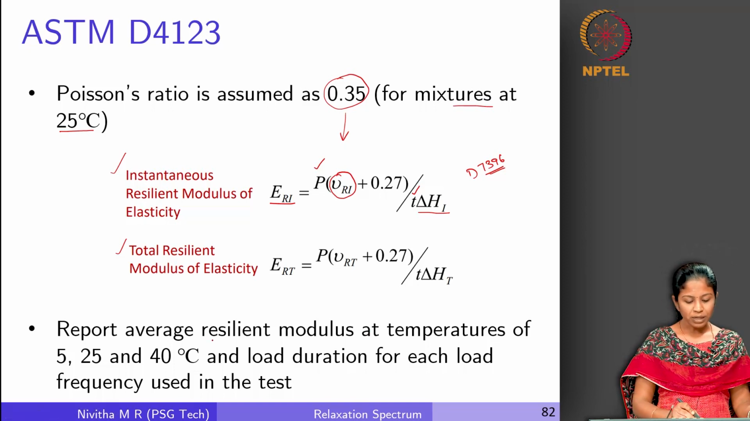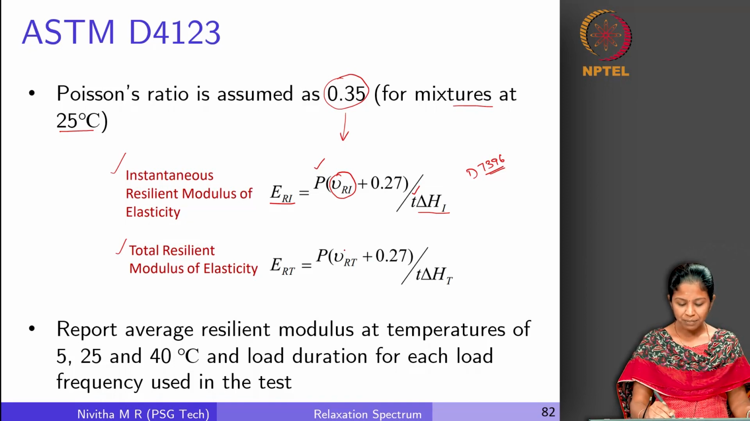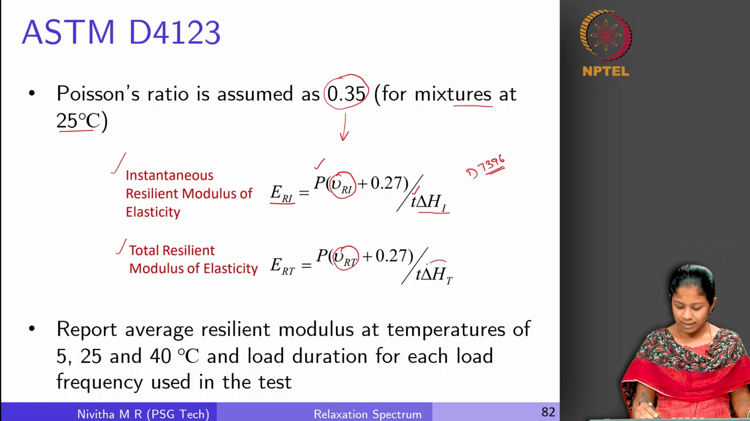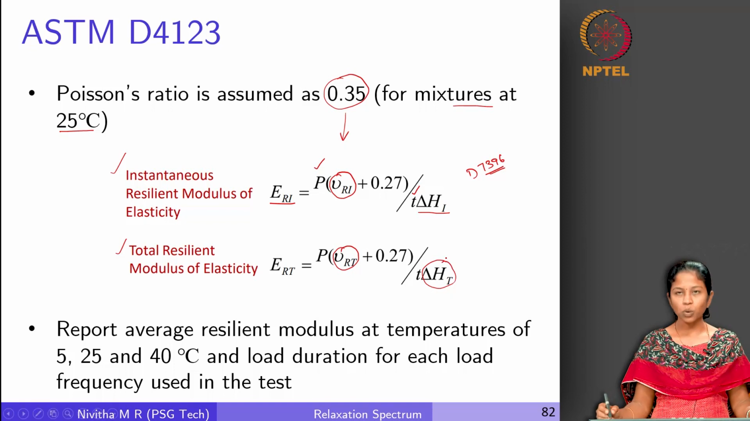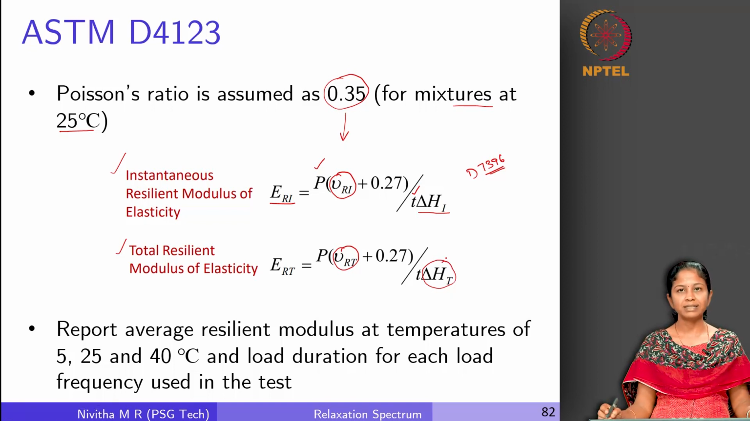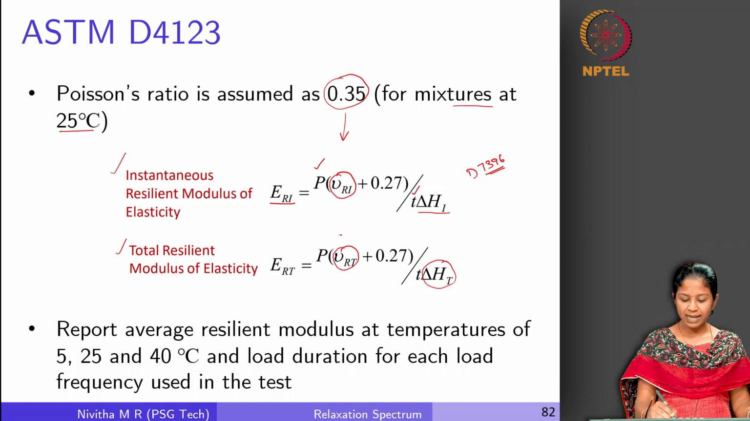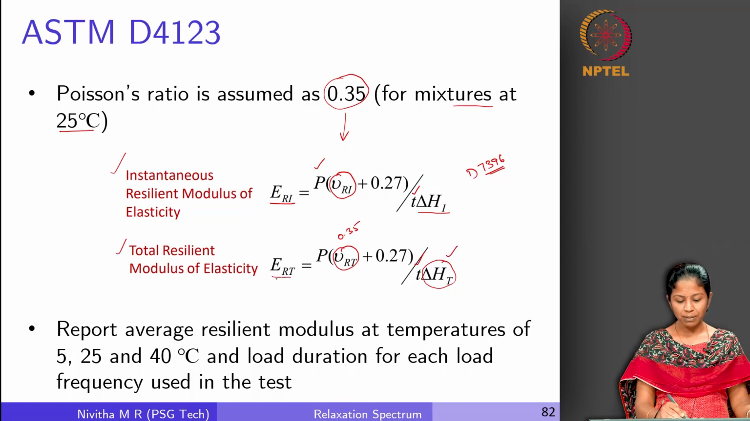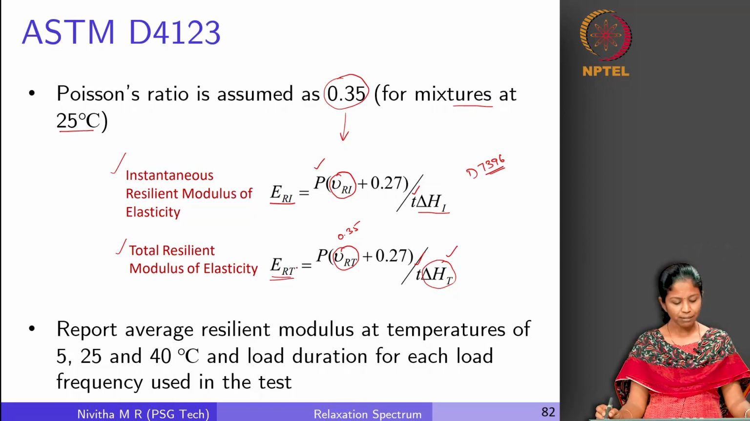The next one is the total resilient modulus of elasticity, a similar formula except that we replace this instantaneous Poisson's ratio with the total Poisson's ratio and then this instantaneous deformation with the total resilient deformation. So, the other form of the equation remains the same. For both of these cases we will be substituting a value of 0.35. So, once we know the thickness of the sample and the instantaneous or the total deformation, we will be able to calculate the resilient modulus.